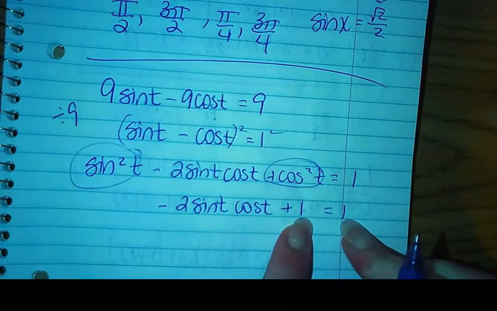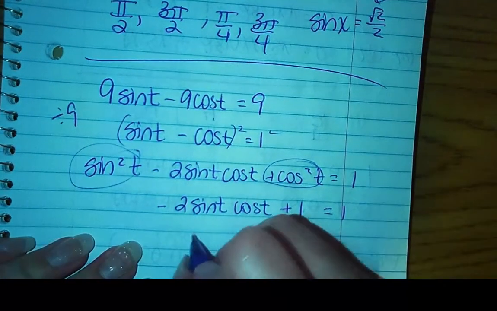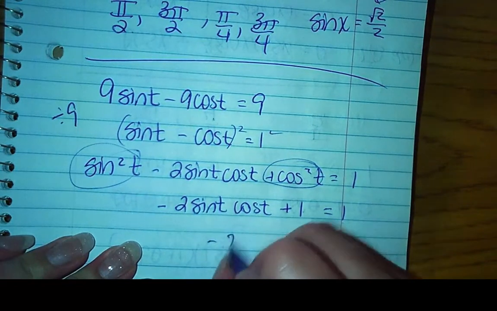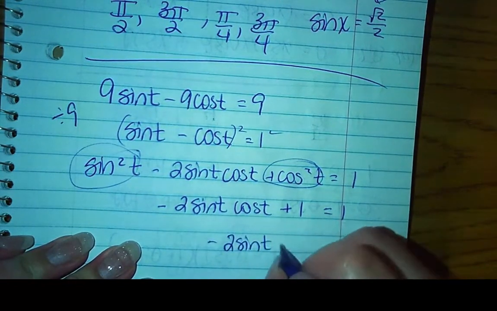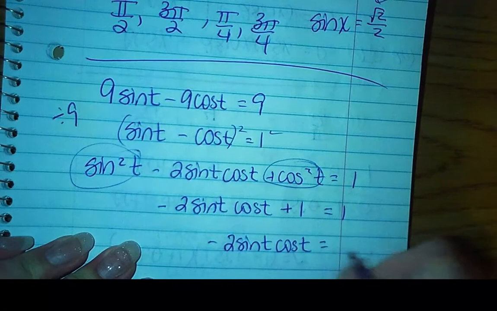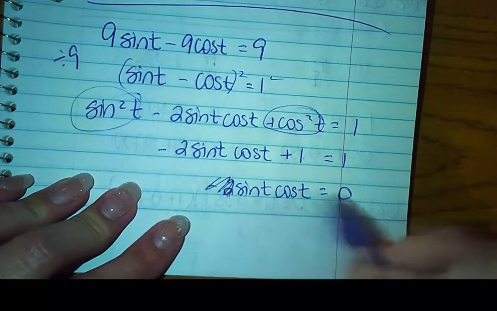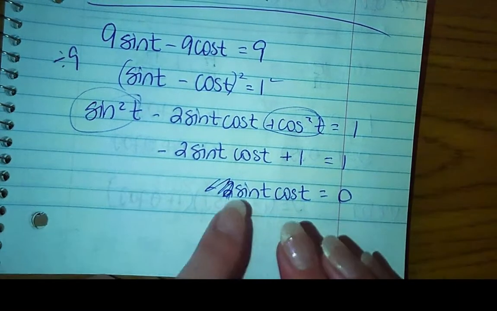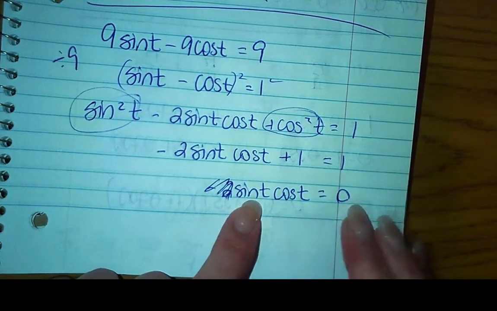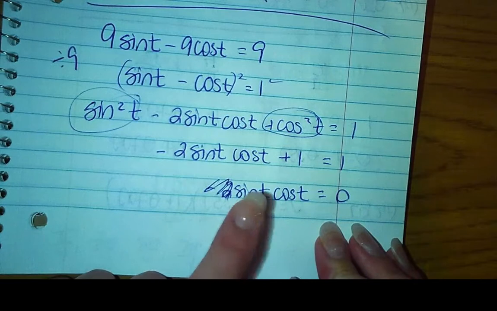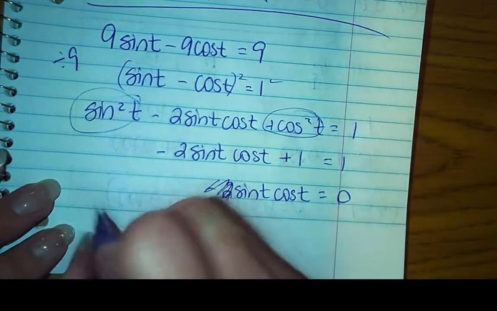So I'm going to subtract 1 from both sides. And so that's going to give me negative 2 sine t cosine t equals 0. Well, now I can divide both sides by negative 2 and still get 0. So now what do I have? Well, one of these two things must equal 0. So this thing times this thing equals 0.